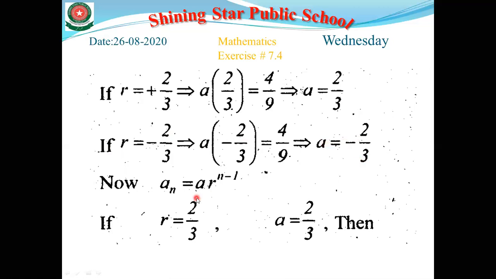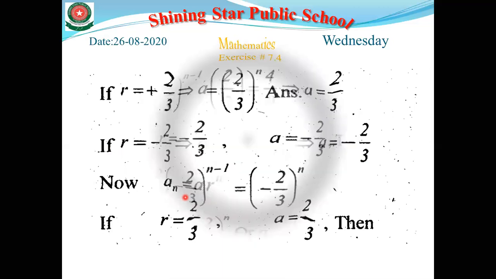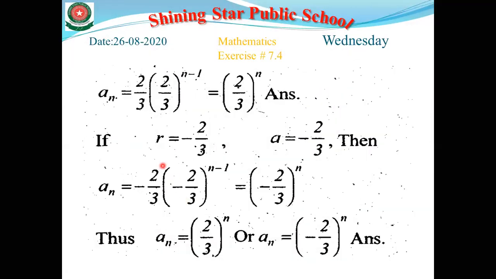So now the nth term formula is a rⁿ⁻¹. We have a and r, so simply put the values in this formula. When we put the values, a is 2 over 3, r is 2 over 3 power n minus 1. So it will give you 2 over 3 power n.